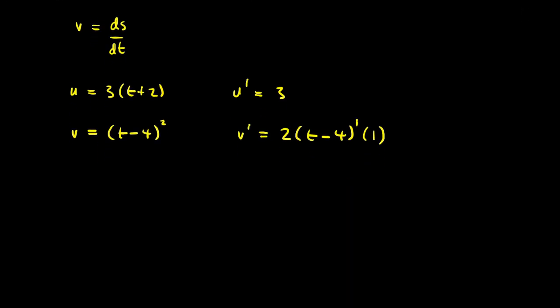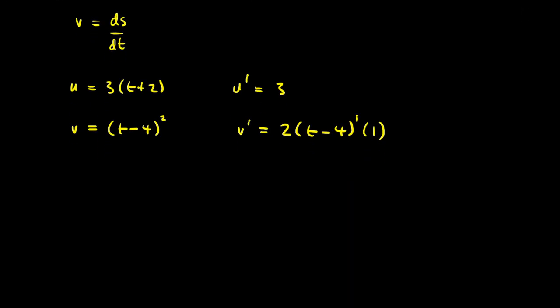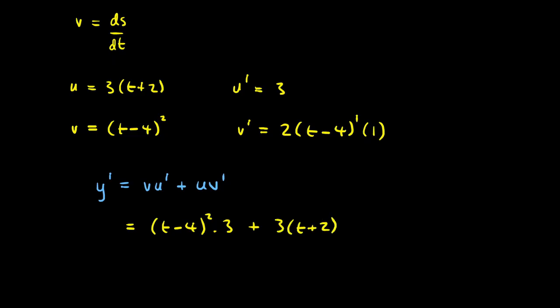Okay? Now, what is the product rule? Helpful for you to know, I think. The product rule is v du plus u dv, right? v u prime plus u v prime. And I recommend, by the way, that you remember it in this order, v du plus u dv, because it's the same order as you use for the quotient rule. Okay. All right. Next thing. So we just have to substitute in. If we substitute in our v, we're going to get t minus 4 all squared times 3, plus, if we multiply through here, 3 bracket t plus 2 times 2 times t minus 4.